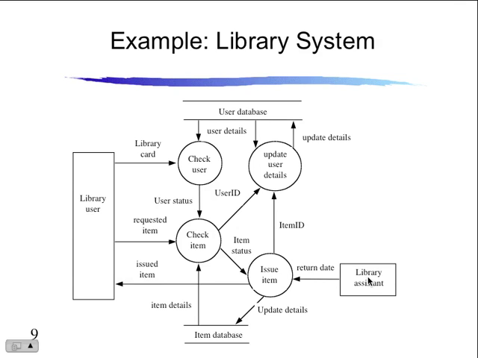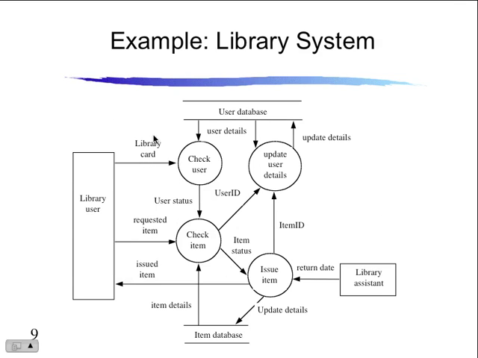We still have the library assistant who is bringing in from the return date, providing that. But now we've got this output that's going to the library user. We still have that going on. This is the same as what we looked at, but we added some more sub-processing. As an example, we still have the other two. These are from the other diagram. We have the library card that's coming in, and we have the requested item that's coming in.